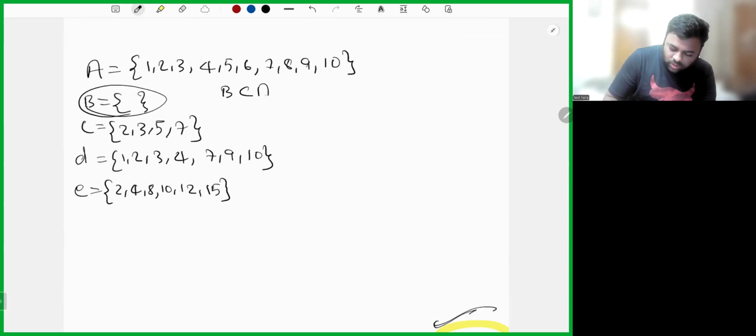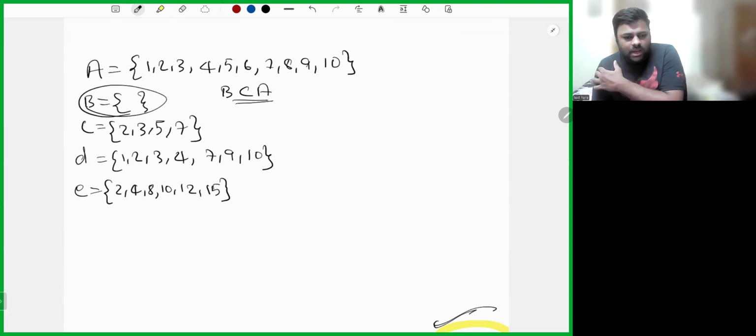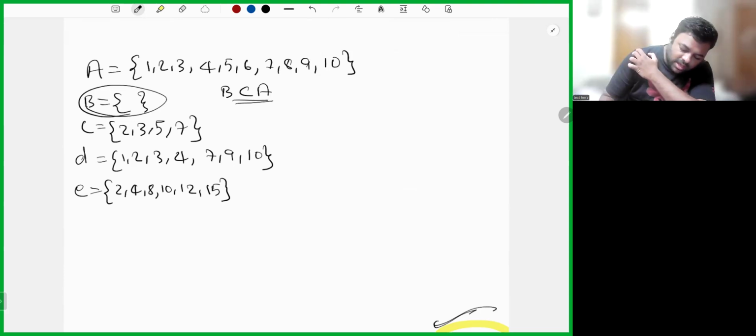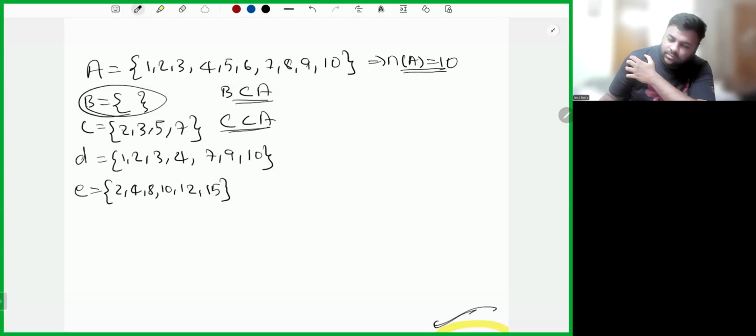Now, a null set is a subset of all sets. Yes, B is a subset of A. B has fewer elements when compared to A. Next, C is a subset of A. Yes, here 1, 2, 3, 4 are there. Here n of A is equal to 10. Next, D is a subset of 1, 2, 3, 4, 5, 6, 7. Yes, D is a subset of A.